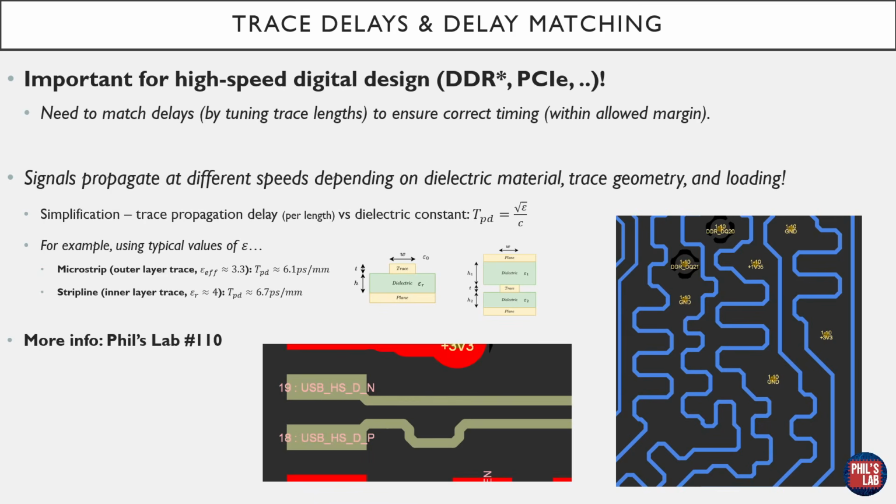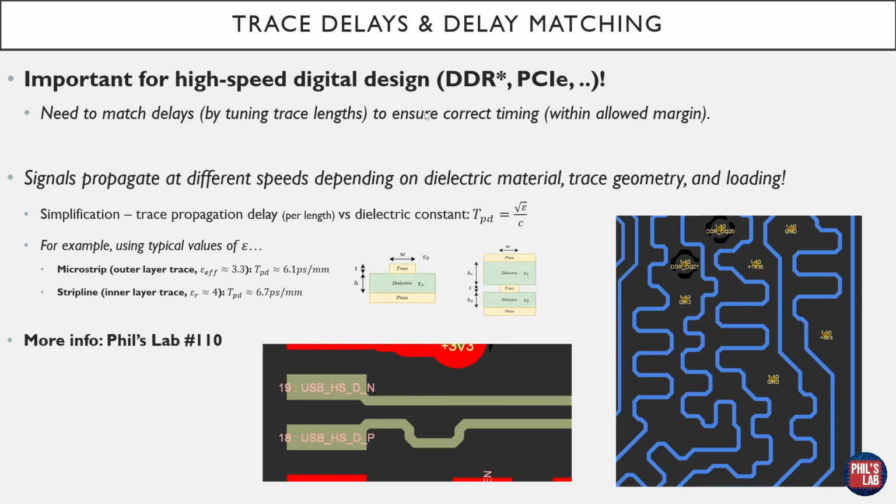Looking at PCBs and looking at high-speed digital PCBs, you will probably have seen these various squiggles or meanders on traces. These are very important and are there to introduce delays and to match delays, for example, within a bus or within, for example, a differential pair. Again, you'll see this in high-speed digital designs, for example, using DDR memory, PCI Express, USB, and so on. And these squiggles and meanders are there to match delays by tuning the trace lengths effectively to ensure correct timing, for example, at the receiver, plus minus an allowed timing margin.